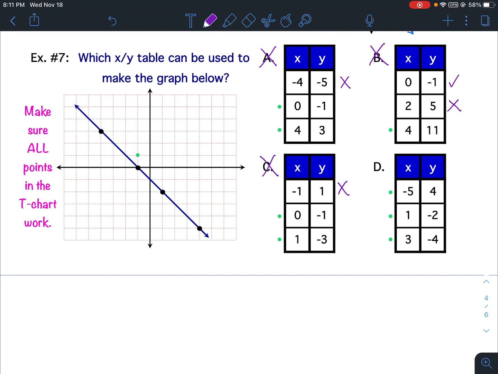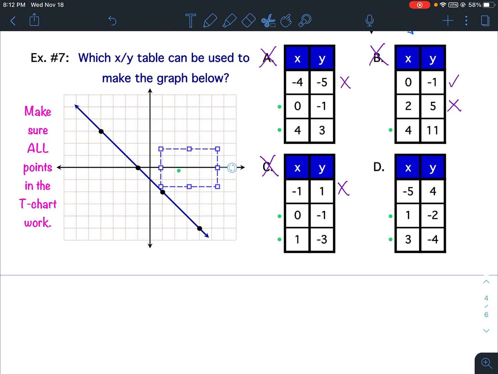Now, don't just automatically circle D and be like, oh, it has to be D. You know, we make mistakes, all right? So you want to make sure that every point works. Do not just circle it and check off all 3 of them. Trust me, people make mistakes and that doesn't work. So what you want to do is check each one.